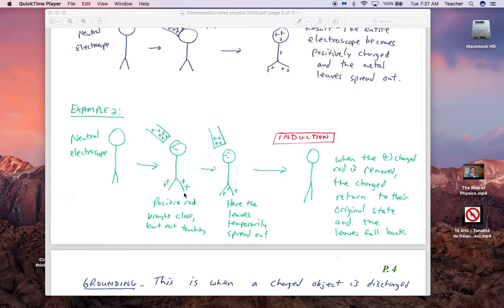Temporarily, we get these leaves to go apart a little bit, not as much up here as up here. But then when we remove this stimulus, everything goes back to neutral. In other words, these negatives don't like to be close to each other if there's nothing causing them to be attracted up to the top. And these positives definitely don't like to be close to each other either.